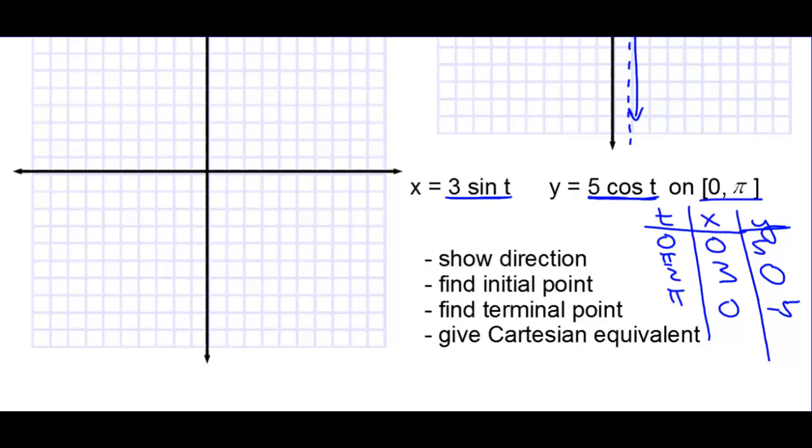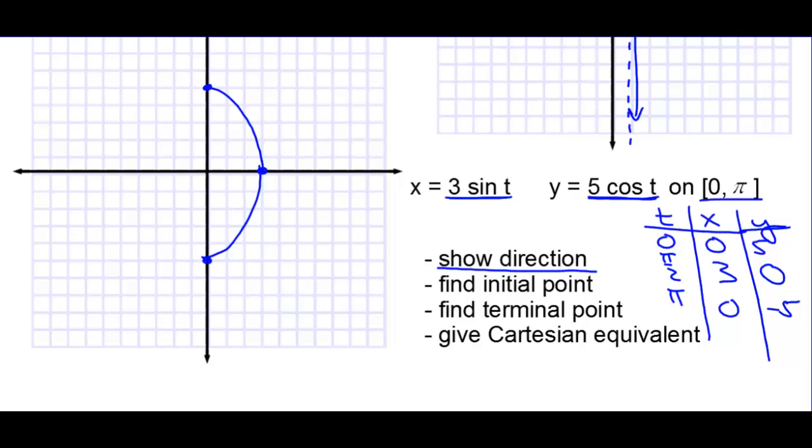So we have 0, 5. 1, 2, 3, 4, 5. We have 3, 0. 1, 2, 3, 0. Then we have 0, negative 5. 1, 2, 3, 4, 5 down here. It says show direction. Well, I haven't really graphed it yet. It's this nice curve is how this graphs.